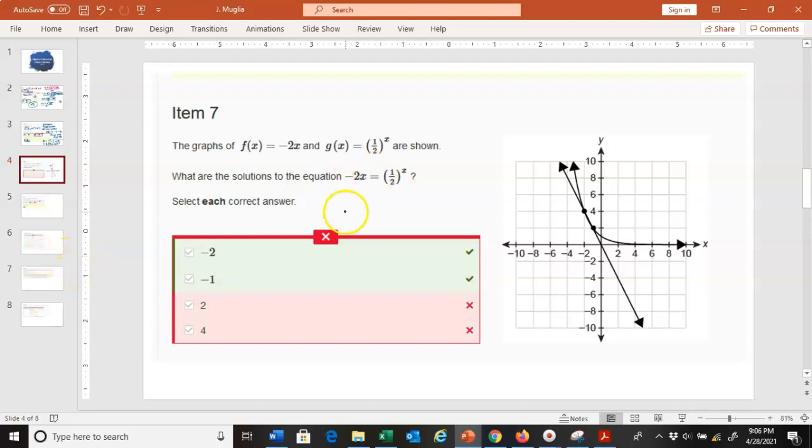Item number 7. So here's two graphs. What are the solutions to the equation? So they give you the graph and they just want to know, where are they crossing? And they're crossing at the two points that they've indicated here. It's -1, 1. I'm sorry, -1, 2. Ooh, that is tricky. You see that? The grid marks are going by 2's. So I knew that was -1, but this is 2, 4, 6, 8. All right, this is -2, 4.